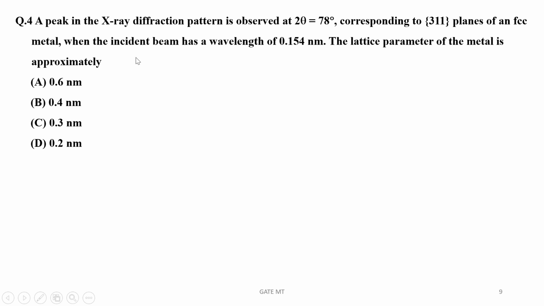Next: a peak in the X-ray diffraction pattern is observed at 2 theta equal to 78 degrees, corresponding to the family of planes 311 for an FCC metal. When the incident beam has a wavelength of 0.154 nanometer, the lattice parameter of the metal is approximately, and we have been given four options out of which we have to select. So I will give you a clue. You have to use two equations basically. One is the same, that is D is equal to A by root of h square plus k square plus L square, and the other one is 2D sine theta is equal to n lambda.